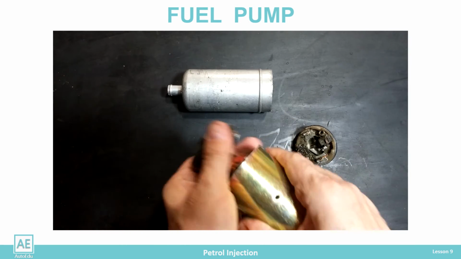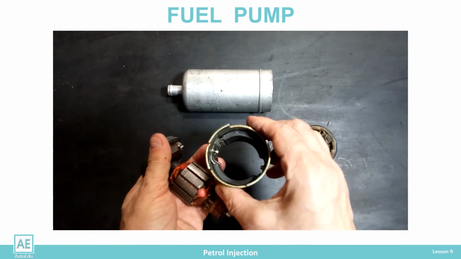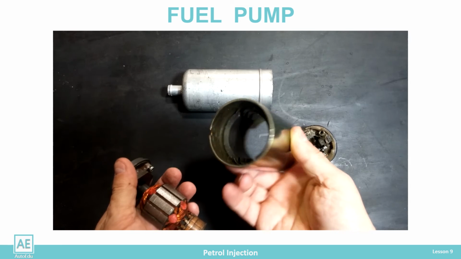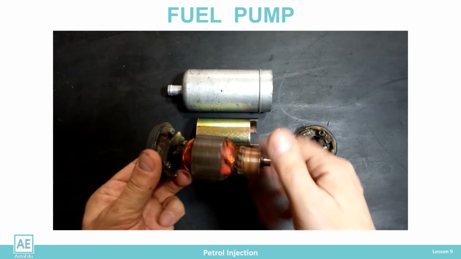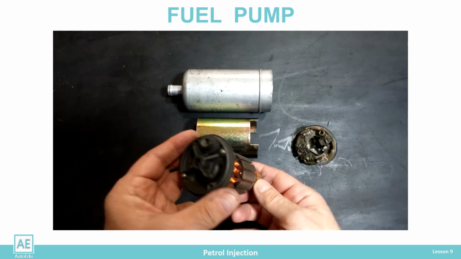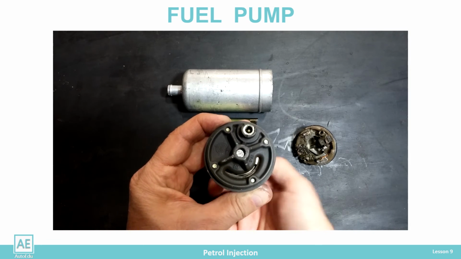So, we perform the check by activating the fuel pump and then measuring the voltage at the battery terminals and at the pump connection. The voltage difference should be less than 1 volt.